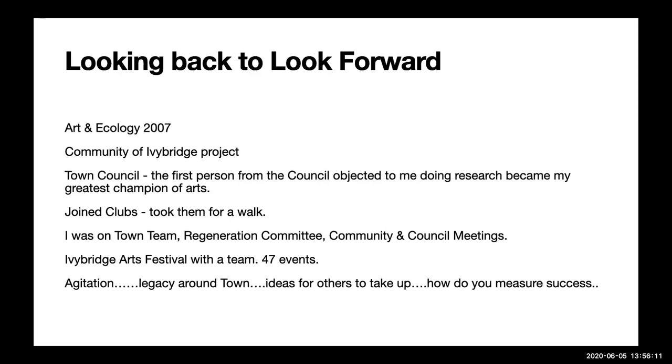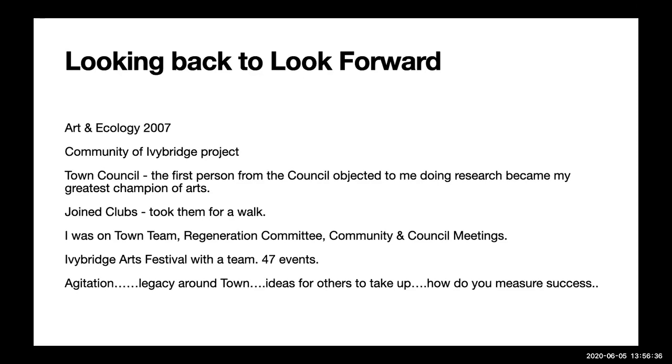So I ended up as part of the town team, which I'm sure happened in, I think I saw Nikki Harwood there, down in Liscard as well. And I was on the regeneration committee. I refused to be a councillor because I could get more done outside. And we ended up with an arts festival.